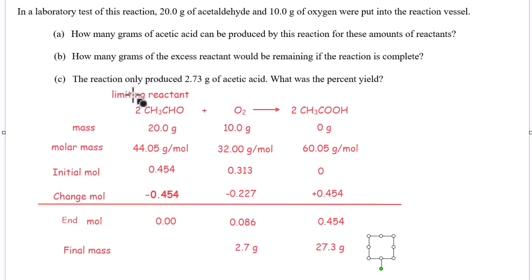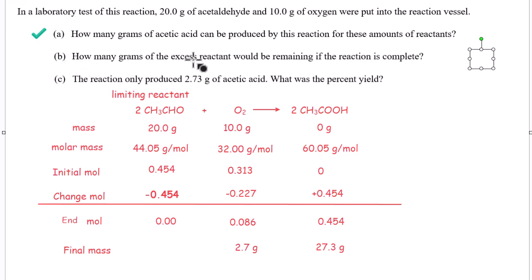When we started, we had 30 grams. So indeed, we know for A and B, everything's working out very, very nicely. This chart makes sense for us. We can be pretty certain that we've done things correctly. So let's see if we've answered everything. How many grams of acetic acid can be produced from these amounts of reactants? 27.3. Check. Make sure you've answered all the questions.